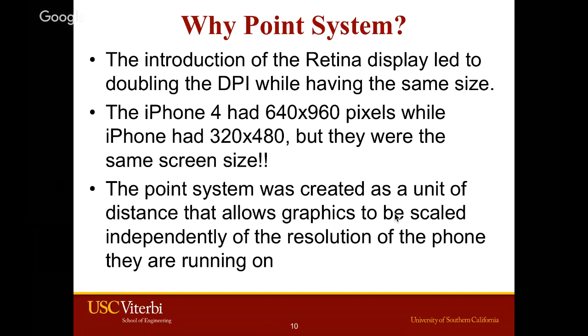So they invented the point system. And the point system is pretty straightforward. 1 point is equal to 1/72 of an inch. So if you have 72 points, it's 1 inch. Now they're actually using physical space to measure the dimensions of these views. So 1 point is 1/72 of an inch, which means 72 points is equal to 1 inch.